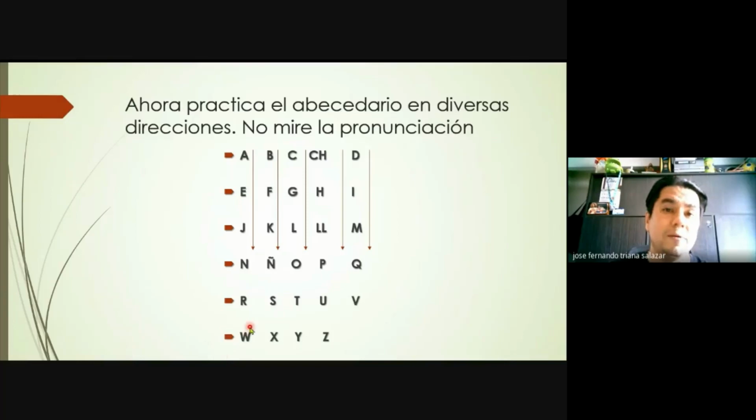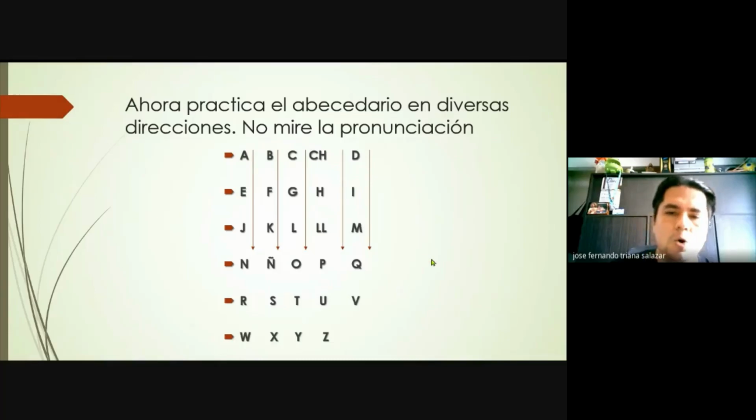W. They also call it W. You can call it W or W. Both are possible. I forgot to mention that. A, E, J, N, R, W, B, F, K, N, as fast as you can until you reach this point. Or you can start from D, I, M, Q, V, Ch, H, I, P, etc. until you reach this point.